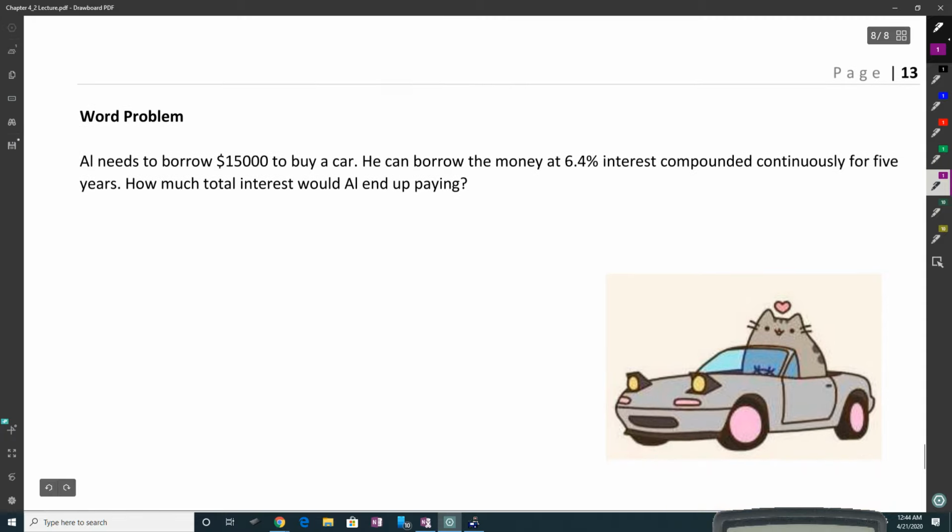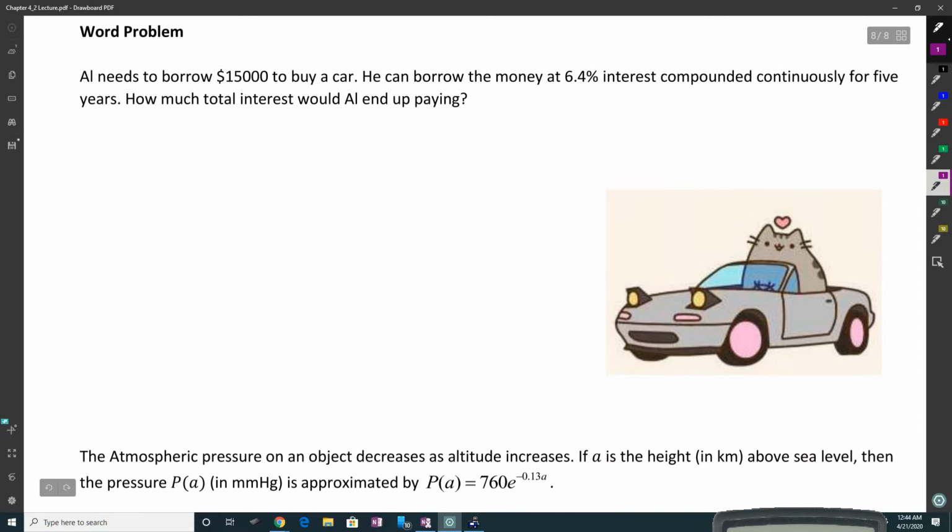So let's do a problem with Pusheen. So Al needs to borrow $15,000 to buy a car. He can borrow the money at 6.4% interest compounded continuously for 5 years. How much interest would Al end up paying?